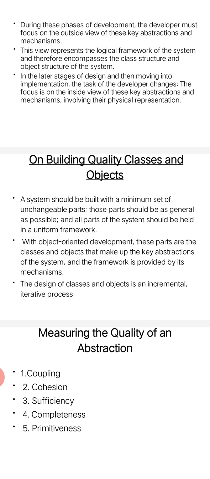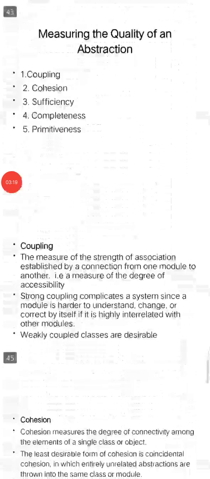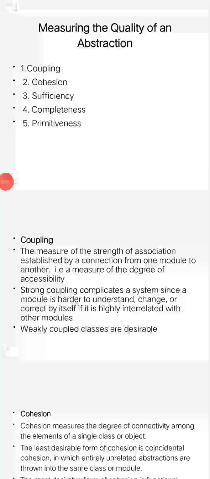For example, if you take a for loop, I equal to 1, I less than n, I plus plus, there is increment as well as iteration. Measuring the quality of an abstraction: we have five points for measuring an abstraction. Coupling, cohesion, sufficiency, completeness, primitiveness. The first topic is coupling.